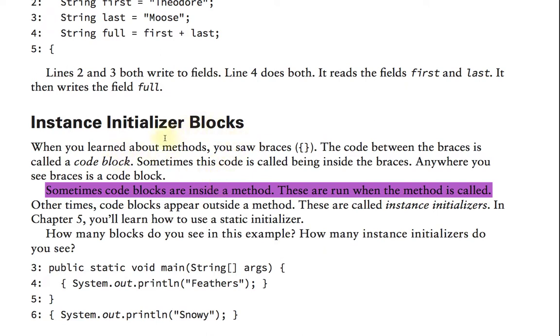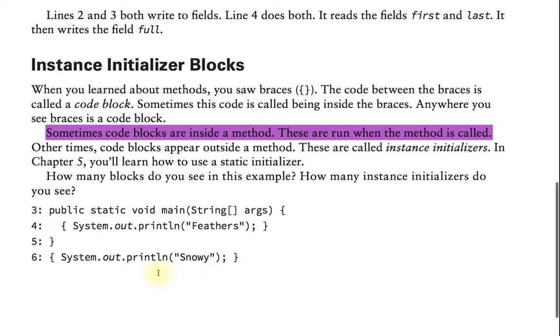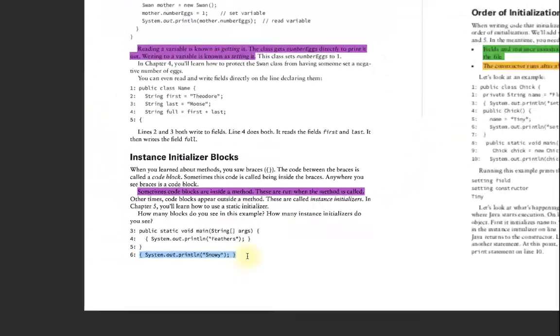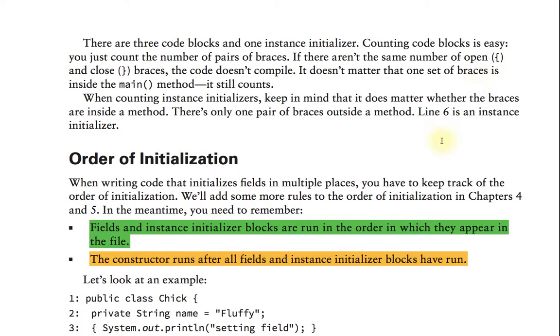Instance initializer block. So what is this? Sometimes code blocks are inside a method. They are run when the method is called. You already know what an initializer block is. The code in these two curly braces is called an initializer block. So you might find this kind of code in a class or in a method. If it is in a method, then it executes when the method is called, and if it is in a class, it gets executed even if nothing is called. I mean, if no one is calling that, how can you call a block of code which doesn't have a method name? So whenever the JVM executes it, it executes this initializer block.